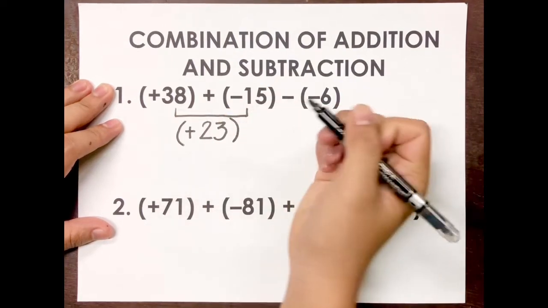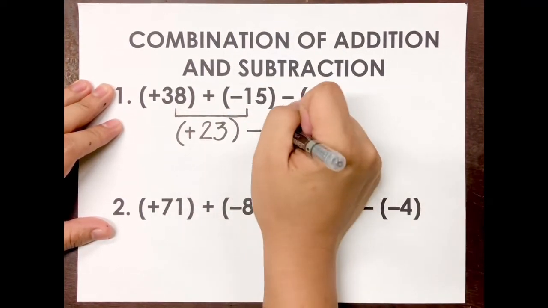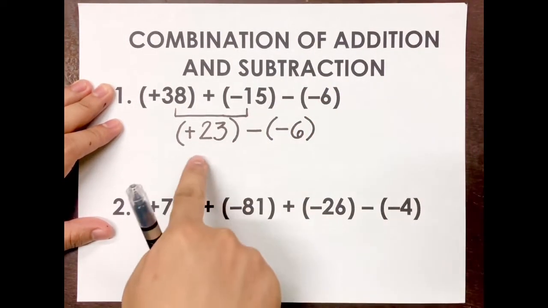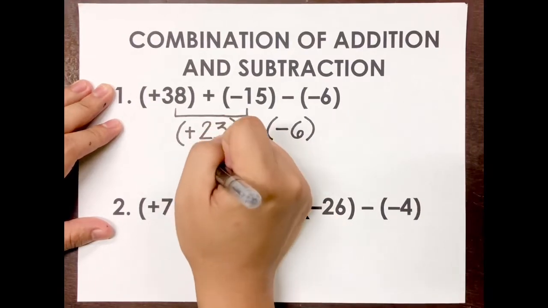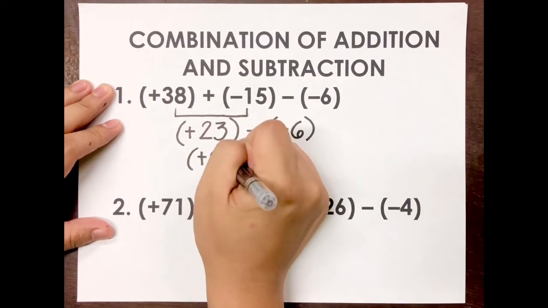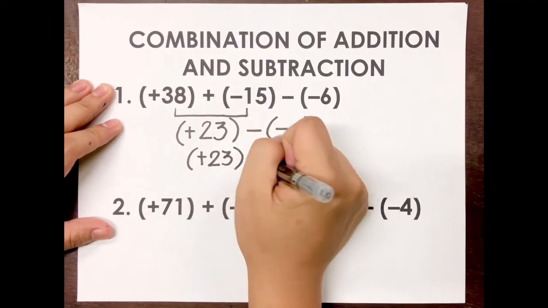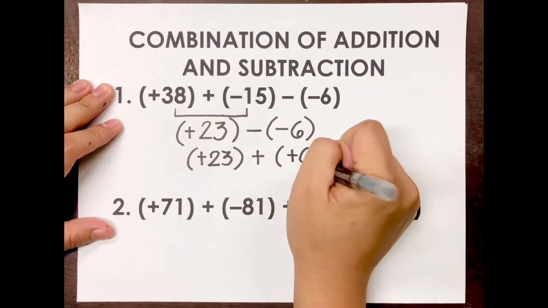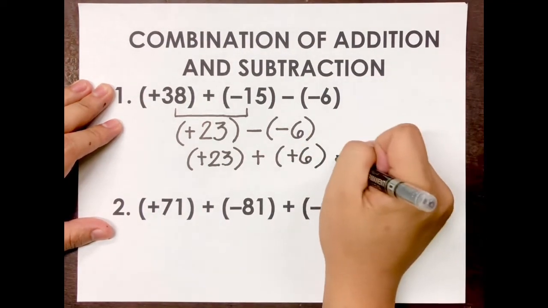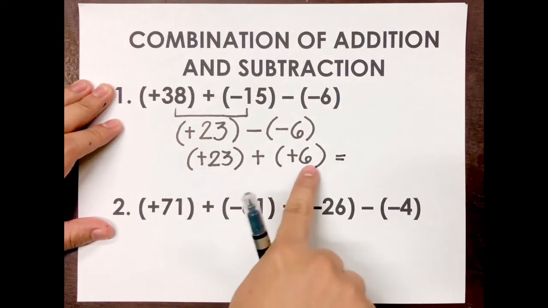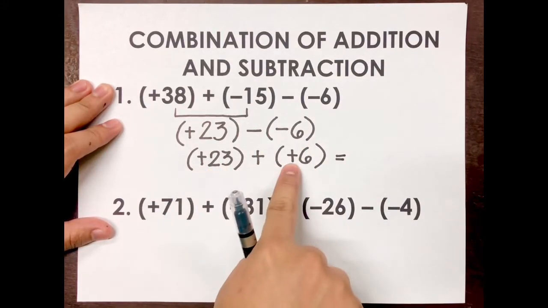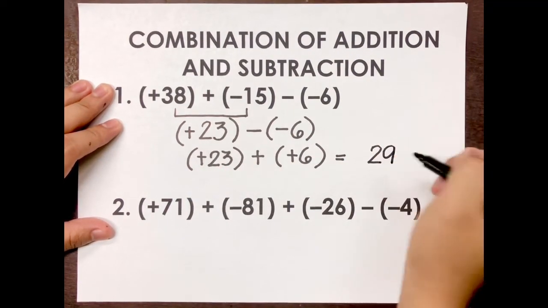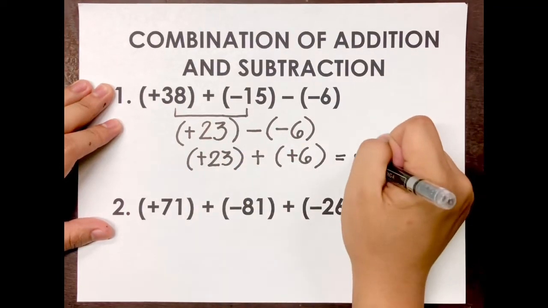Then we will copy the remaining parts of the problem, minus negative 6. It is subtraction. So we follow the rule in subtracting integers, positive 23, or copy the minuend, change the subtraction symbol to addition symbol, and change the sign of the subtrahend. Then as you can see, we have positive 23 plus positive 6. They are of the same sign. So we add their absolute values, and it will give us 29 and affix their common sign.